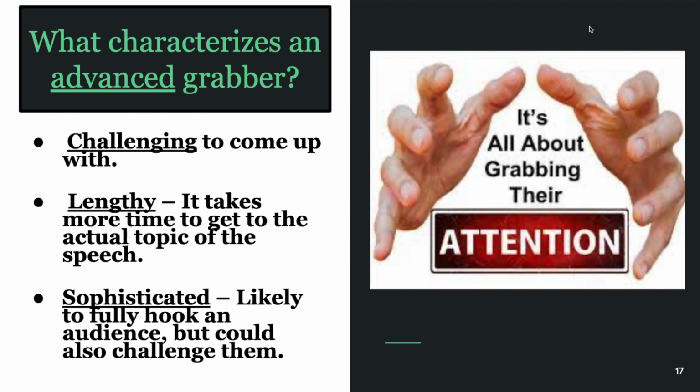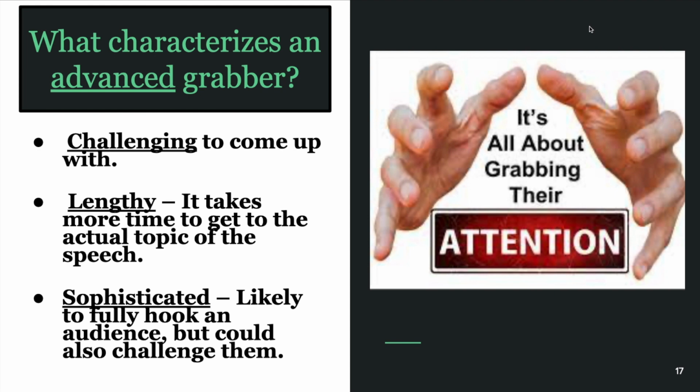All right, we are going to conclude with a conversation about advanced grabbers. And obviously, we've done basic, we've done intermediate. These are advanced. These involve far more of a risk-reward calculation, but the reward could be enormous if you pull it off effectively. So it's something you want to consider. If you're the type of person who likes to go big or go home, having an advanced grabber at the beginning of your speech is definitely a way of going big.